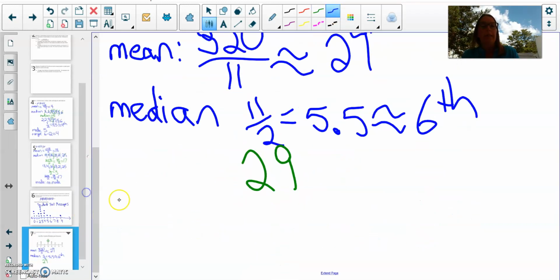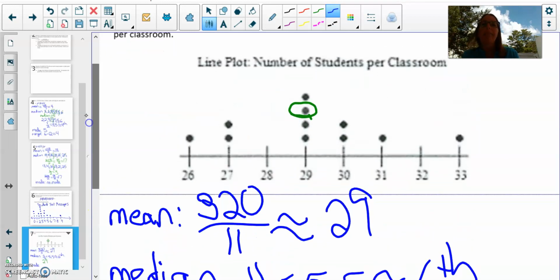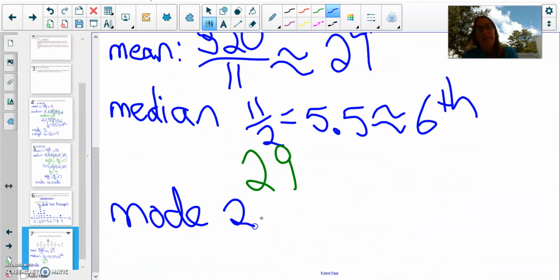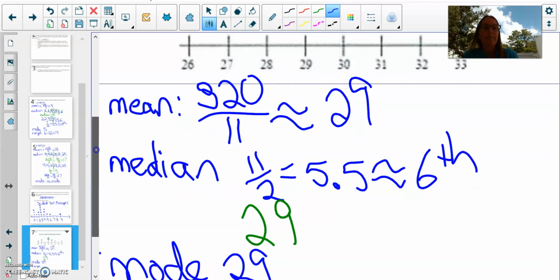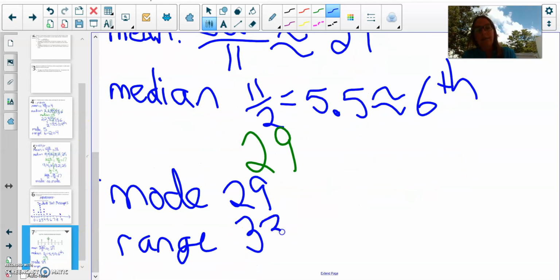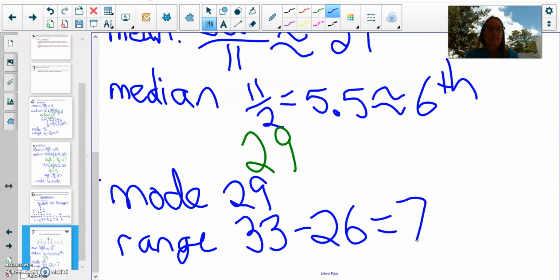Mode, the data that occurs the most often. So when I look at my line plot or my dot plot, it's the one with the highest number of dots, which is 29. And my range, my maximum minus my minimum. So I would do 33 minus 26, which gives me my range is 7.